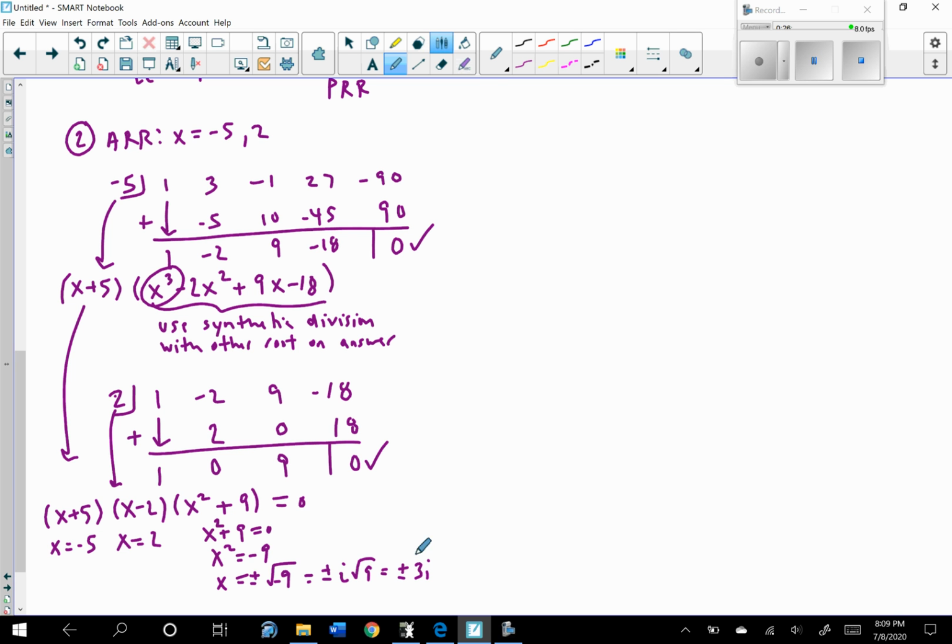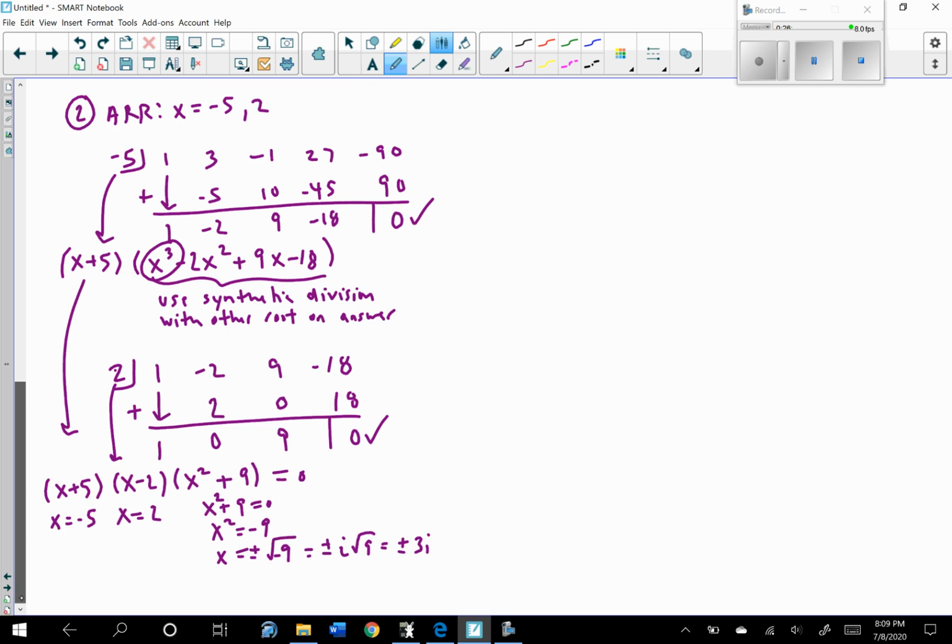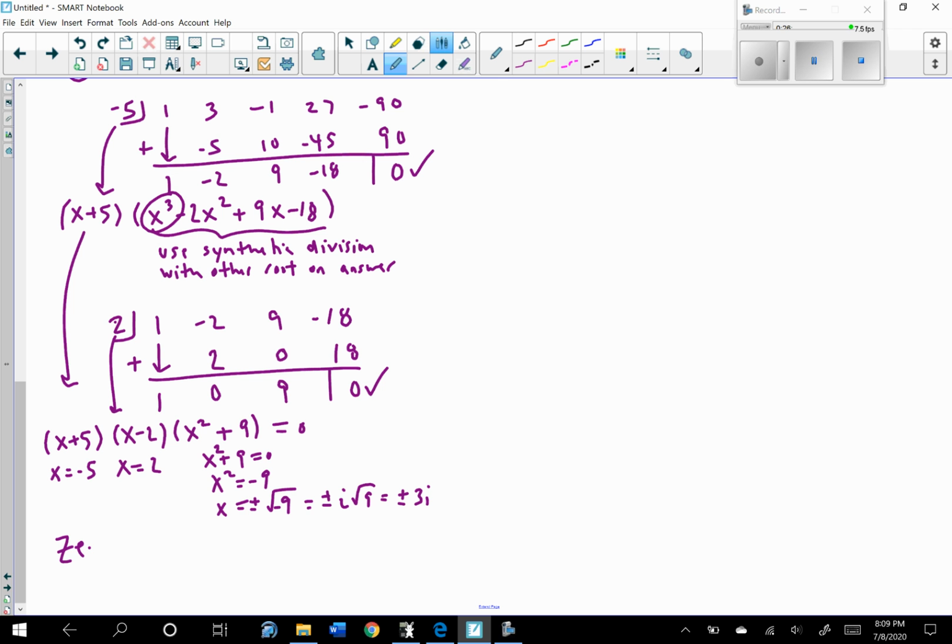So that's 1, 2, 3, 4 solutions. So that means our zeros, or our x-intercept solutions, are roots. All those words mean the same thing. Our x equals -5, 2, and 3i, and -3i. Of course, you could write it as plus or minus. It doesn't matter.